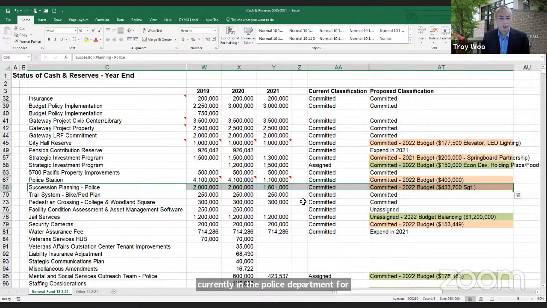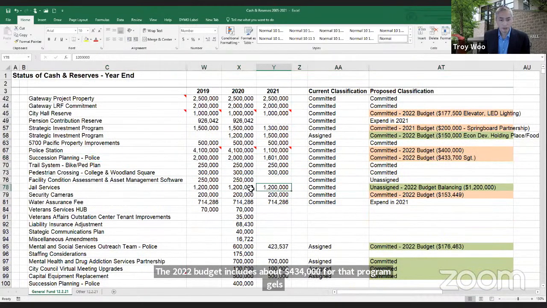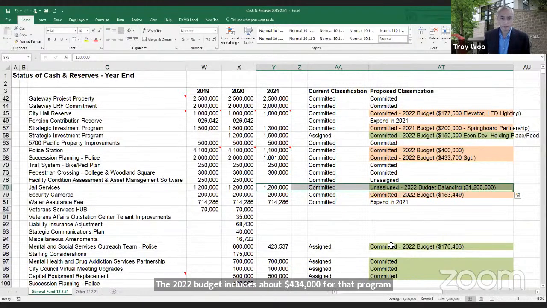That amount originally was 2 million. We're using $399,000 in the current year budget. The 2022 budget includes about $434,000 for that program.